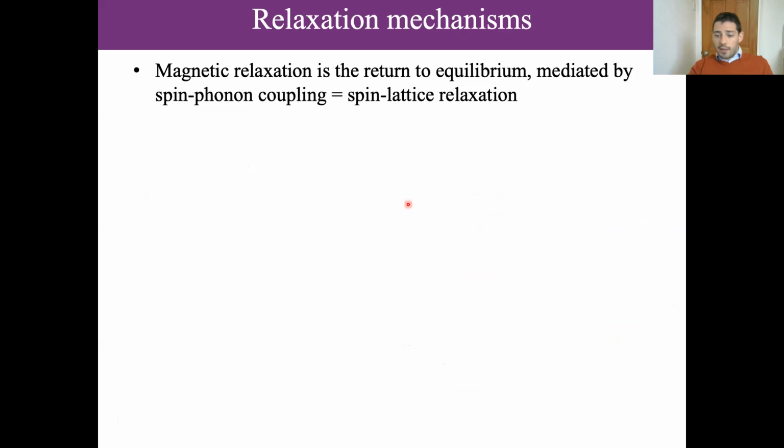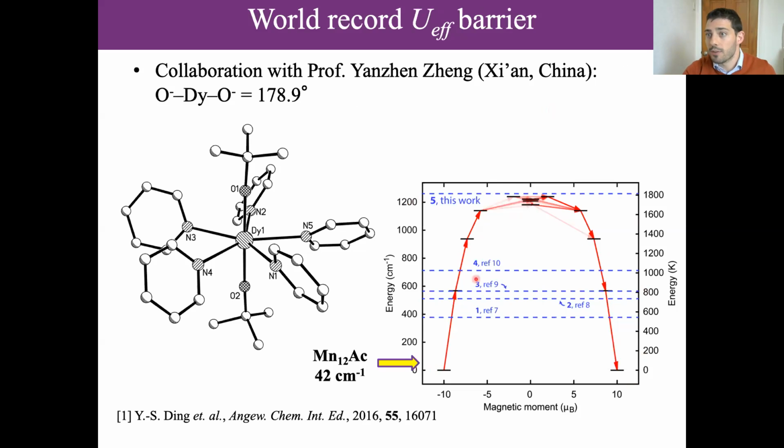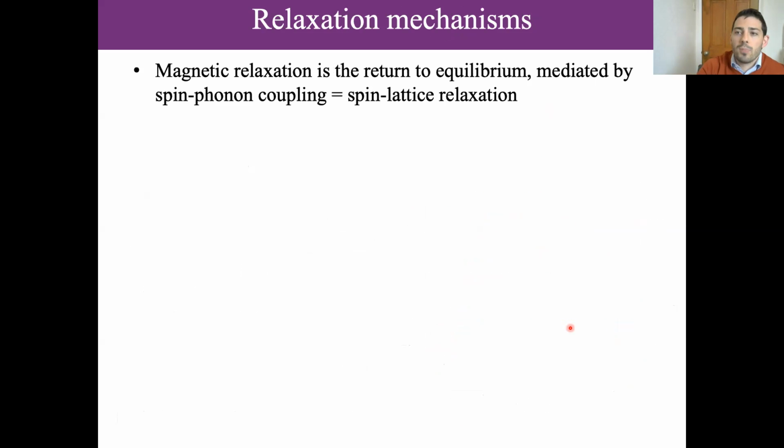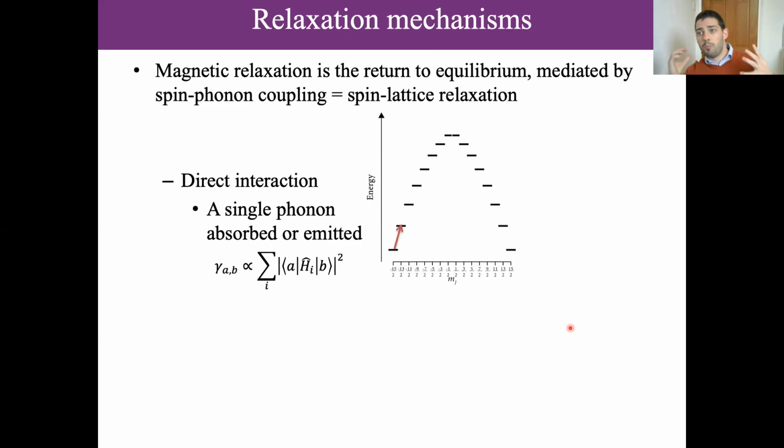So we have a barrier here, but this is just a computation, right? This is not an experiment. So how do we know what these transitions are and what's actually happening? What's causing this relaxation? Relaxation is the return to equilibrium, as I've said, and it's mediated by spin-phonon coupling. And so we have a few basic fundamental transitions that are of importance, and I've greatly simplified all of this. Of course, many of you will know a lot more about this than I do.